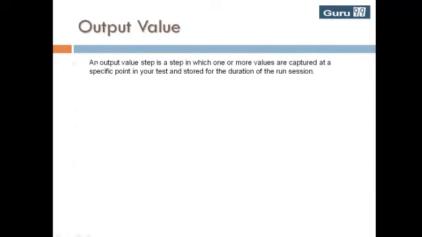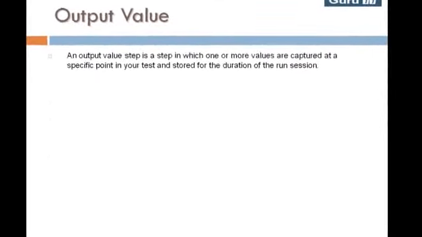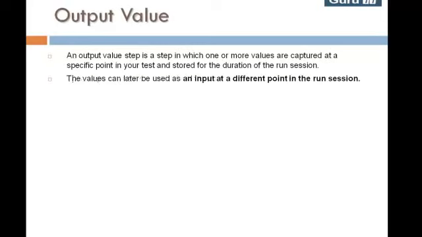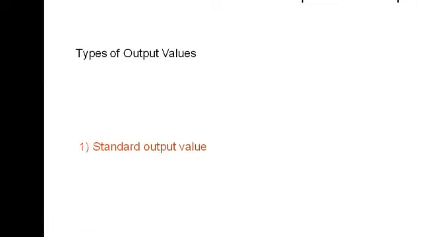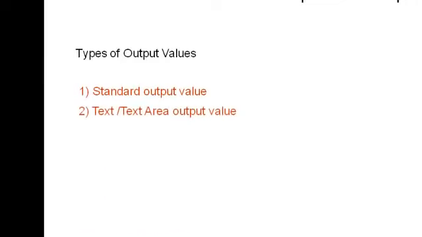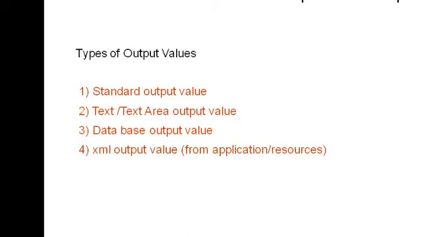Output value. An output value is a step in which one or more values are captured at a specific point in your test and stored for the duration of the run session. The values can be later used as an input at a different point in the run session. The various types of output values are standard output value, text area output value, database output value, XML output value. Steps to create an output value and checkpoints are very similar, and for sake of simplicity, we will demonstrate only standard output value.